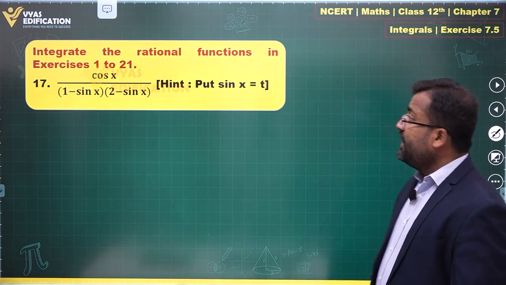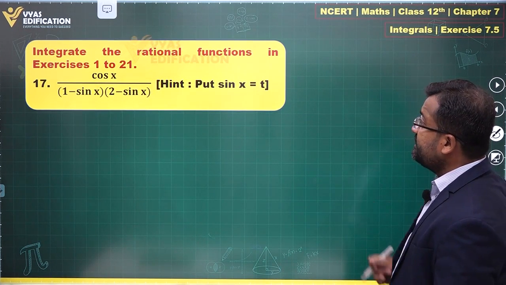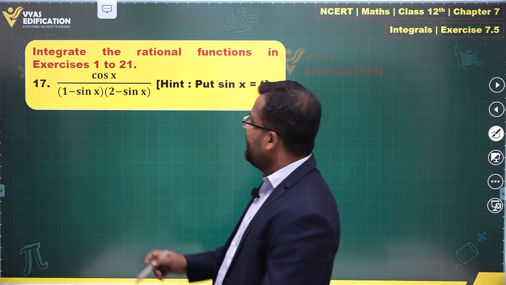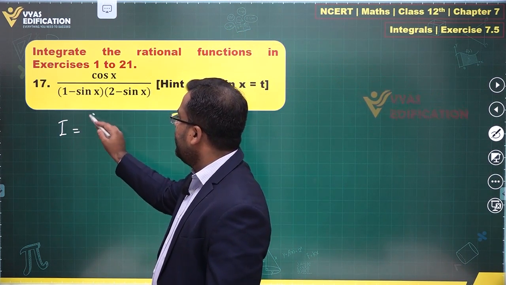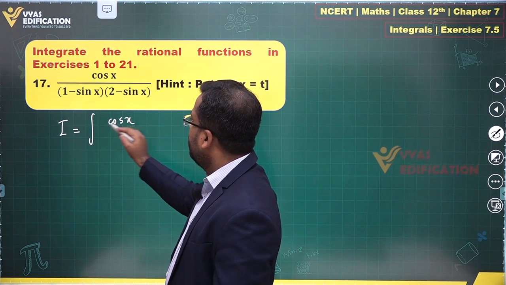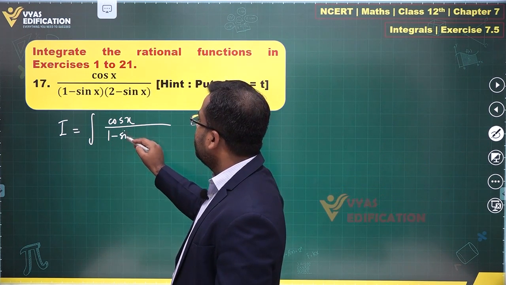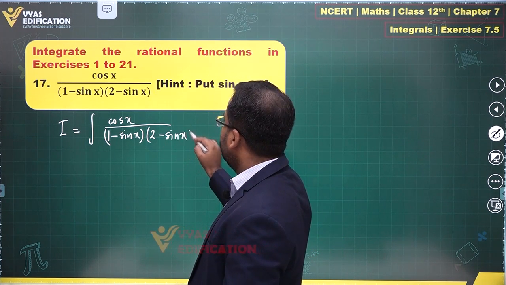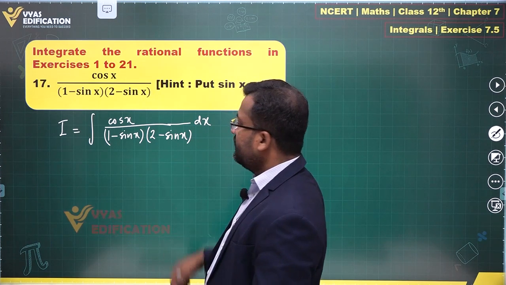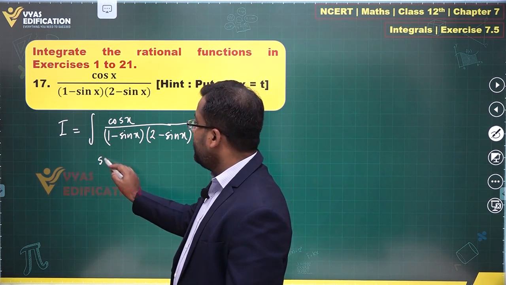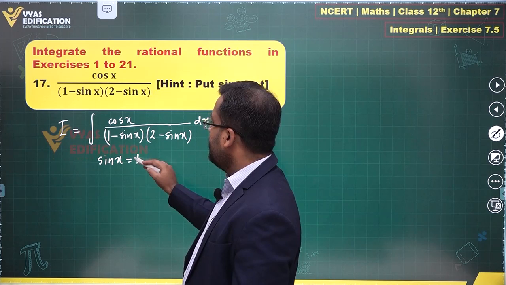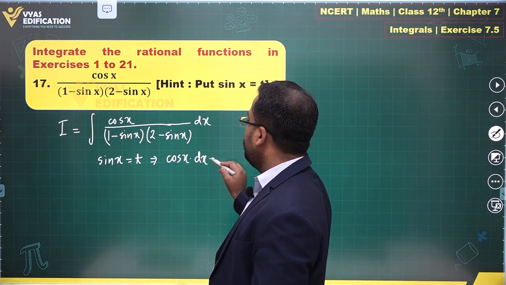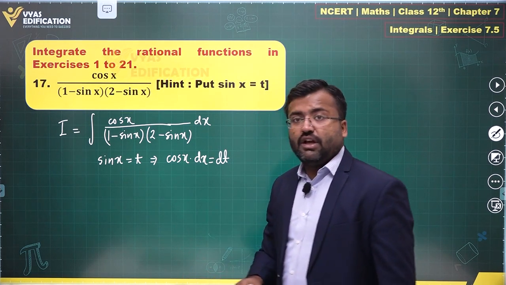In the 17th question, we have cos x over (1 minus sin x) times (2 minus sin x), and there's a hint also given over there. Yes. So what you can do is, I is equal to the integral of cos x over (1 minus sin x)(2 minus sin x) dx, and we can put sin x equals t. Sin x equals t implies cos x dx will be equal to dt. This is what we'll have.